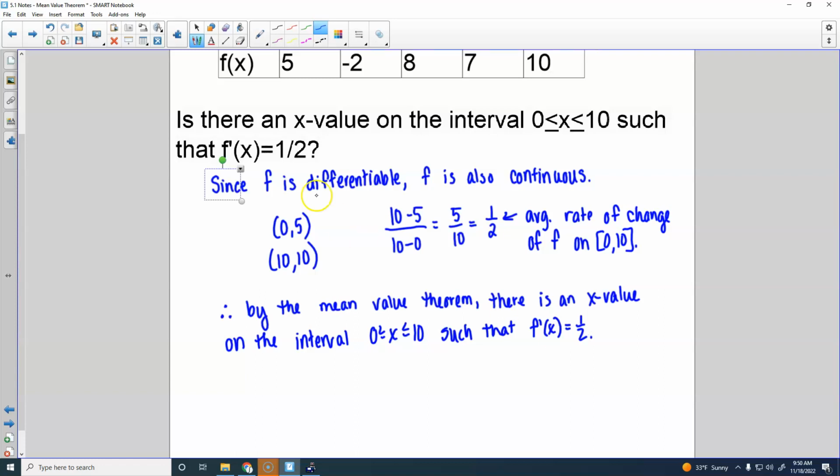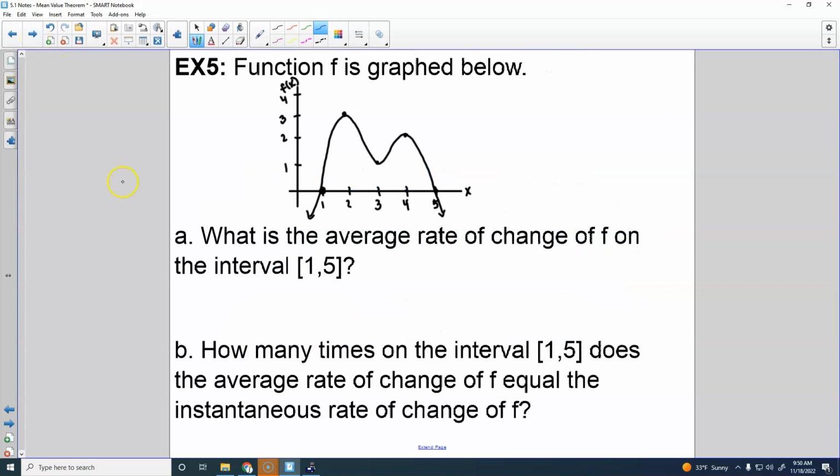Okay, here. All right, last one. All right, so this one gives us a graph. And part A says, what is the average rate of change of f on the interval from 1 to 5? So what is our average rate of change from 1 to 5? It's 0, right? The slope of that line is 0.